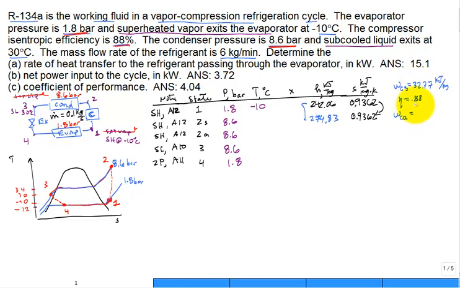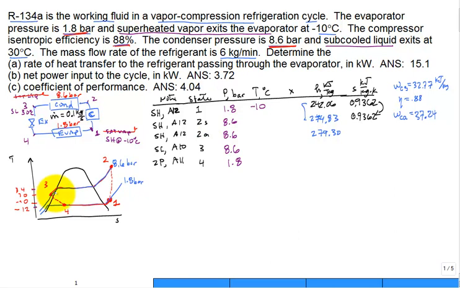We have the isentropic efficiency of 88%, so the actual work of the compressor is not less than that, it's more. You divide by 0.88 and you find that it's 37.24 kilojoules per kilogram. So we use that to calculate our actual enthalpy. So H2 actual is H1 plus 37.24, and that comes in at 279.30.